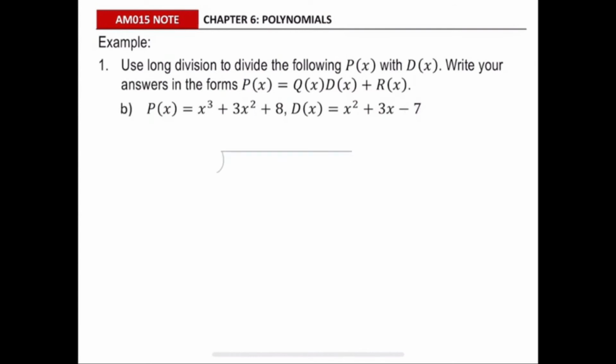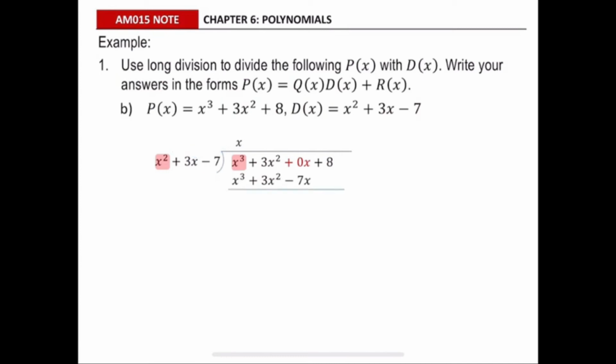To solve this, put d of x on the outside and p of x on the inside. We add plus 0x so that it is easier to subtract later. First thing is divide x cubed by x squared, we get x. And now multiply x with the divisor, and we get x cubed plus 3x squared minus 7x.